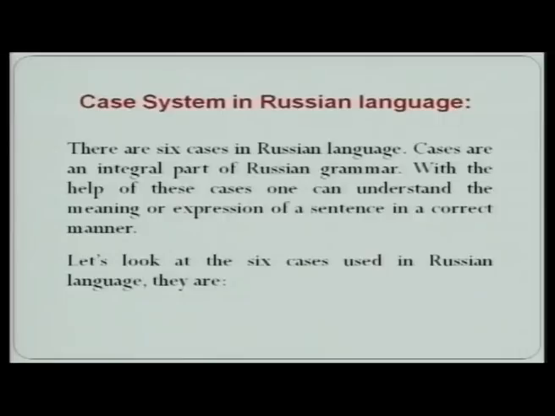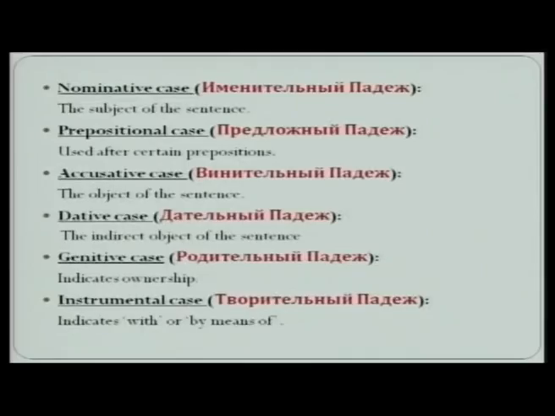As we have been discussing the case system in the Russian language, as you already know, there are 6 cases. These cases are an integral part of Russian grammar. With the help of these cases, one can understand the meaning of the expression of a sentence in a correct manner. These 6 cases are the nominative case, prepositional case, accusative case, dative case, genitive case and instrumental case.